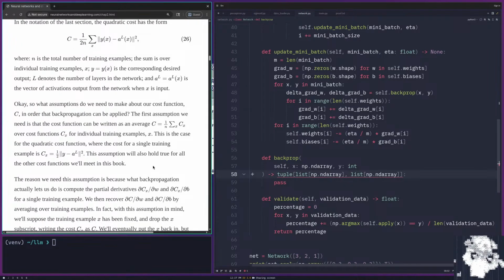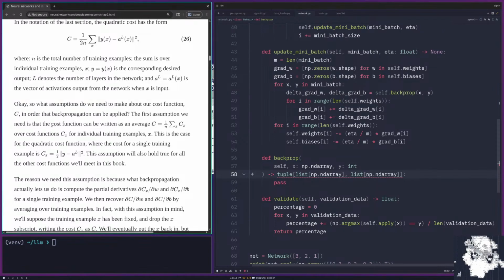Okay, so what assumptions do we need to make about our cost function C in order that backpropagation can be applied? The first assumption we need is that the cost function can be written as an average, C equals 1 over n times the sum over x of the cost functions C of x for individual training examples x. This is the case for the quadratic cost function, where the cost for a single training example is C of x equals 1/2 times the square of the distance between y and the final activation layer. This assumption will also hold true for all the other cost functions we'll use in this book. Alright, let me try to understand what it's saying here.